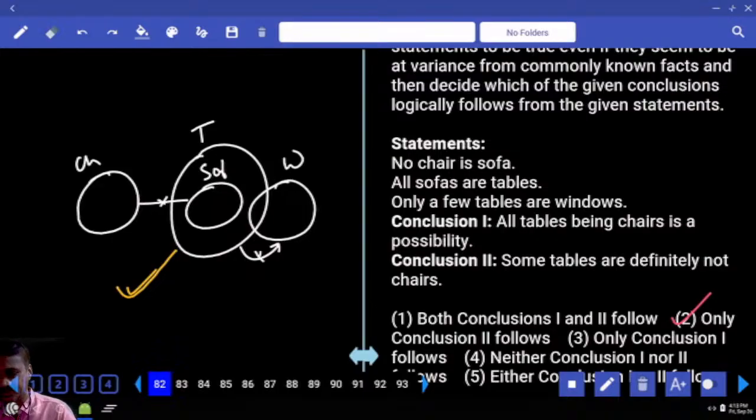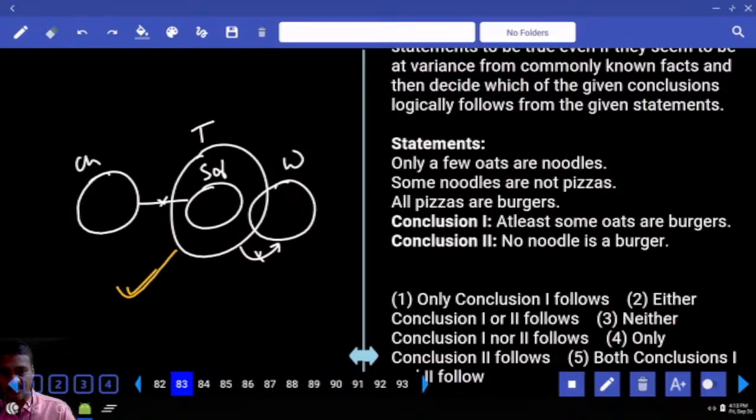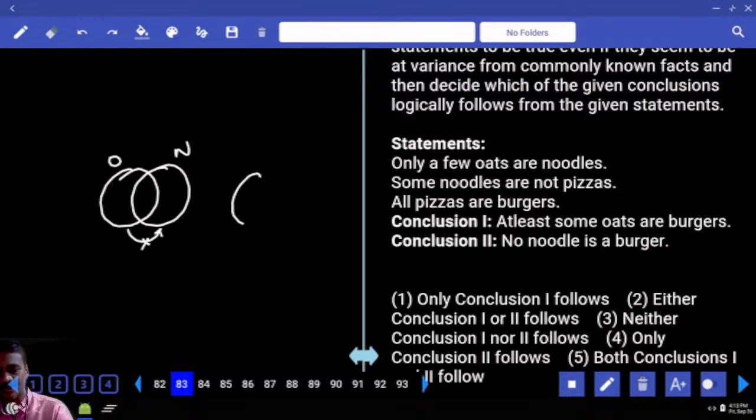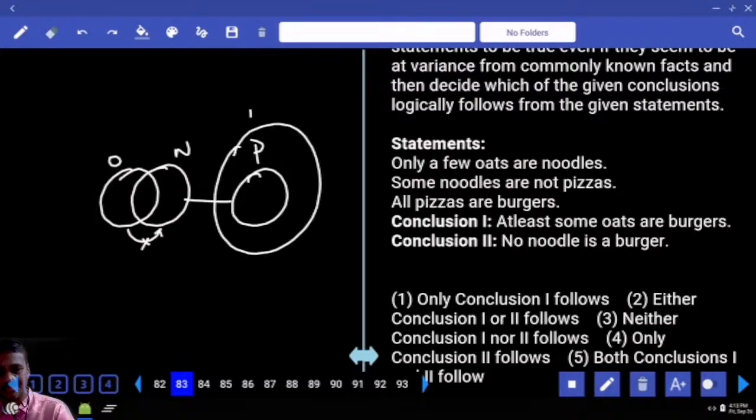Then next one, 83. Now in this 83, only a few oats are noodles. Now these are the oats that are noodles. Only some oats but not all. Some noodles are not pizzas. And noodle and pizza, no intersection. And all pizzas are burgers. Now this entire pizza is a part of burger. Then some oats are burger. No noodle is a burger, that is definitely true.